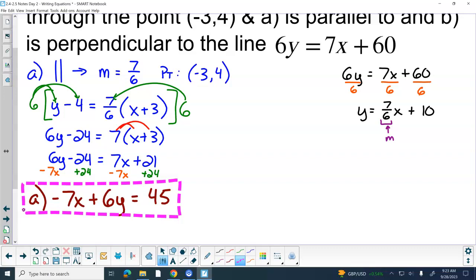Thumbs up that we got the parallel one. Thumbs to the side, we maybe had one or two mistakes. Thumbs down, nowhere near. Okay. Then in part B, it said we needed to be perpendicular. What is the perpendicular slope back to our original slope of 7/6? Negative 6 over 7.